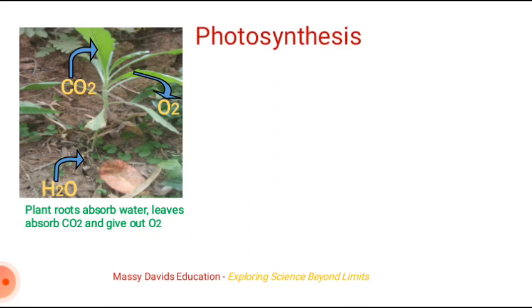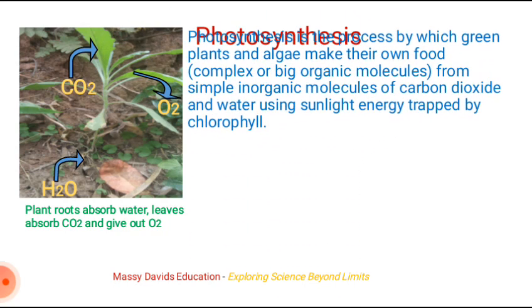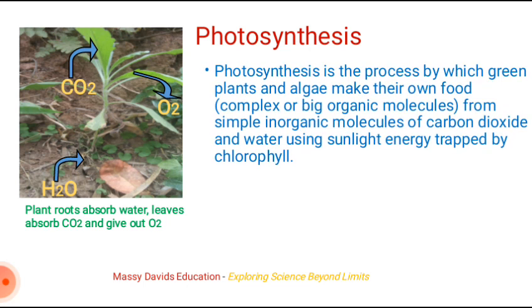So what is the definition now of photosynthesis? Photosynthesis is the process by which green plants and algae make their own food from the simple inorganic molecules of carbon dioxide and water using sunlight energy, which is trapped by chlorophyll.